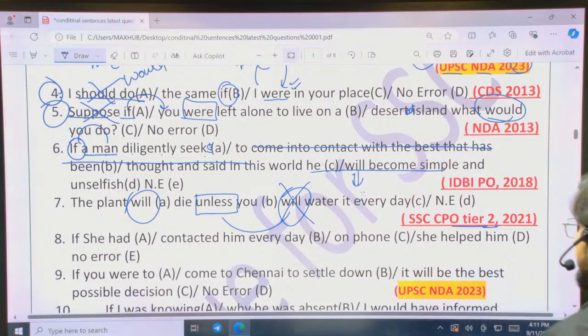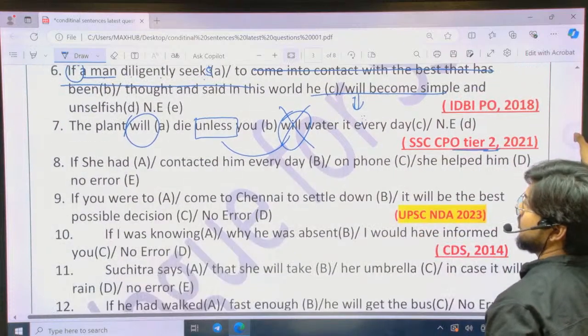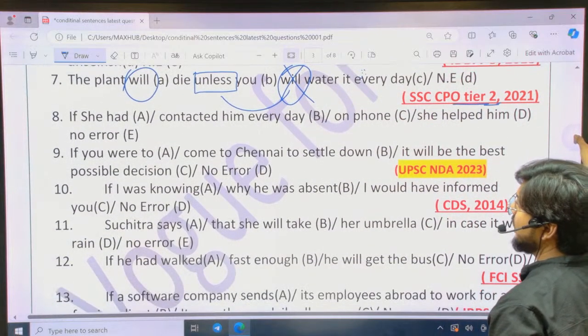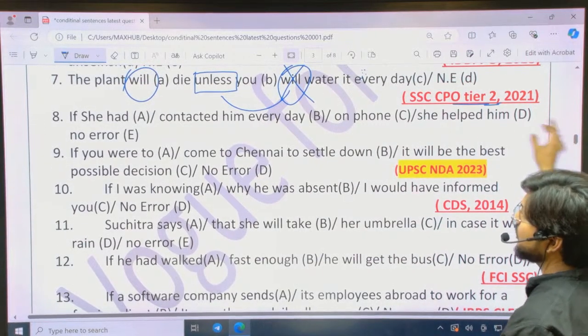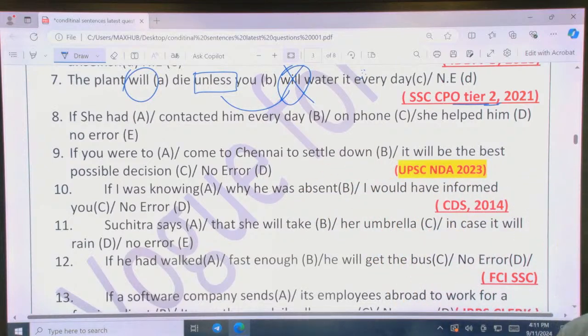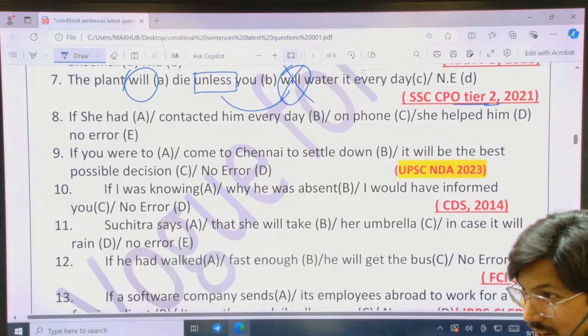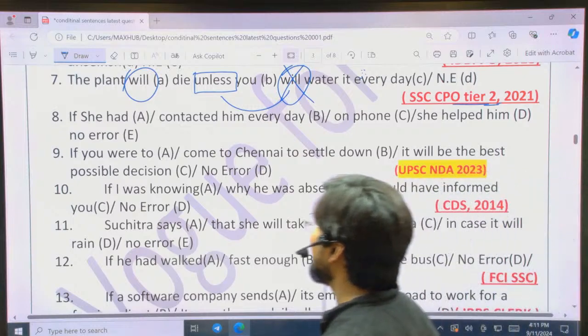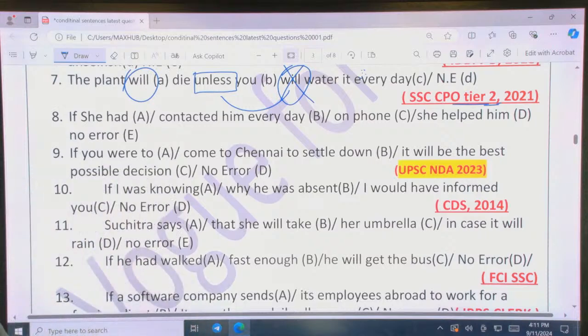Now I'm going to ask you individually. Question number 9. Just read, and from the first two benches, you're going to let me know. Just go. Read the sentence. If you were to come to Chennai to settle down, it will be the best possible decision. This has been asked in UPSC NDA. You both try first.